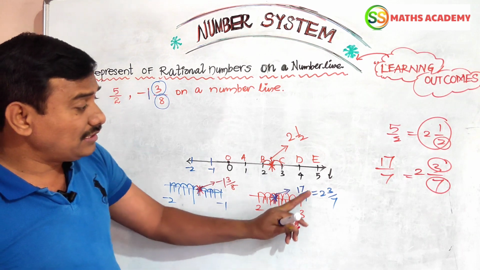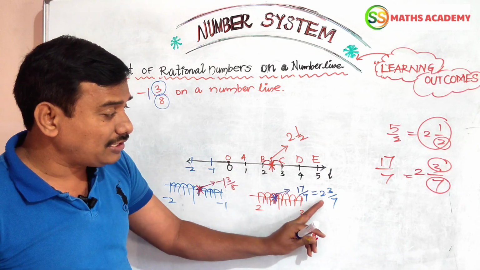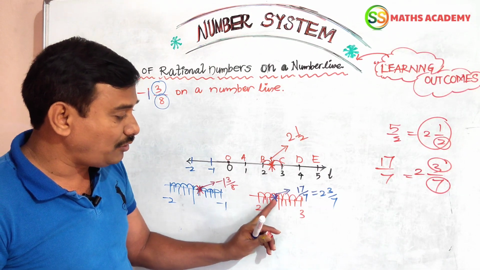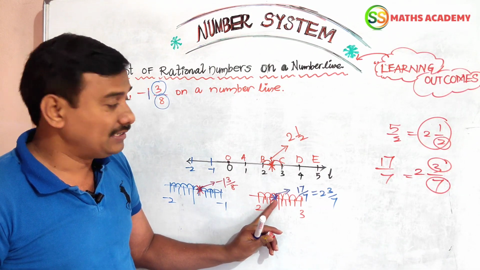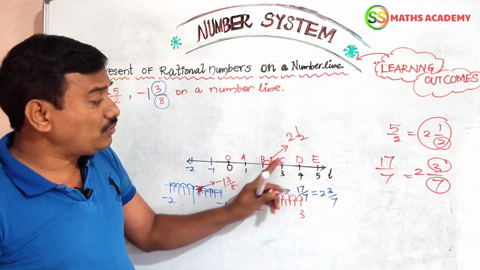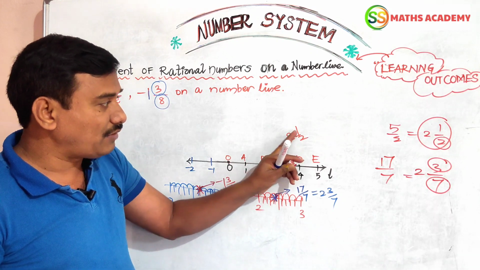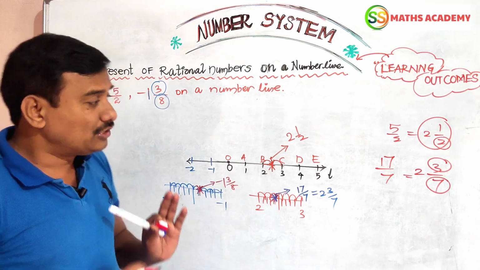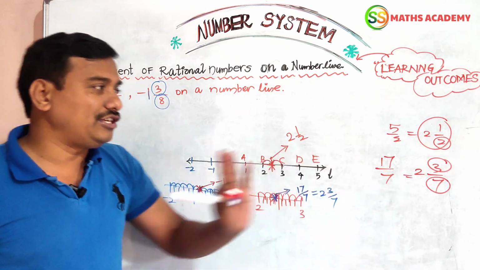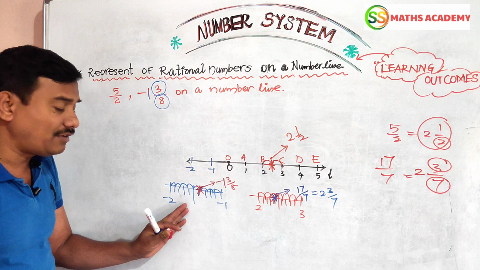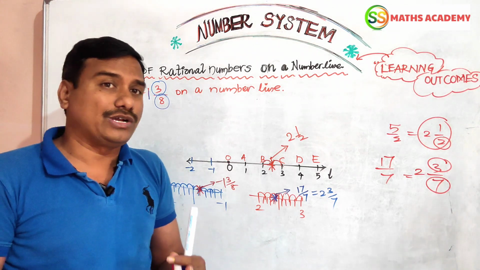Here what is the number? 17 by 7, nothing but 2 of 3 by 7. After 2, the third part it can be divided. Now 2 of 1 by 2, after 2 it is the middle part, at one part only it will be represented. So 2 of 1 by 2, 2 of 3 by 7, minus 1 of 3 by 8, all the numbers will be located like this only.